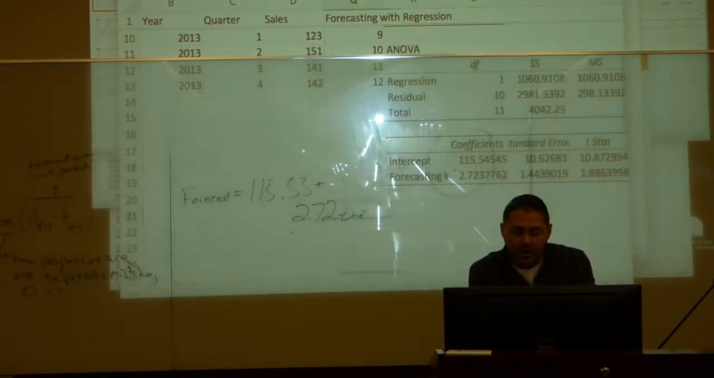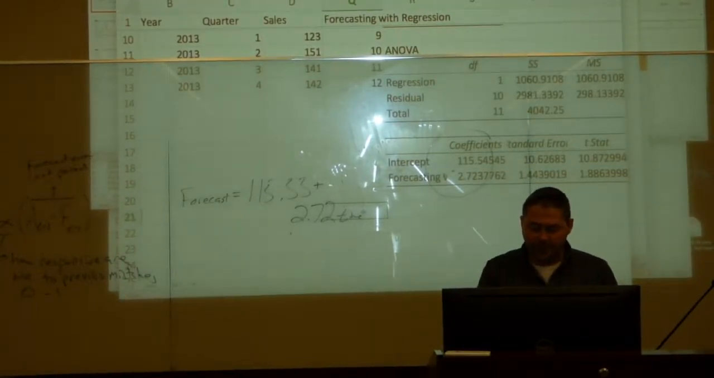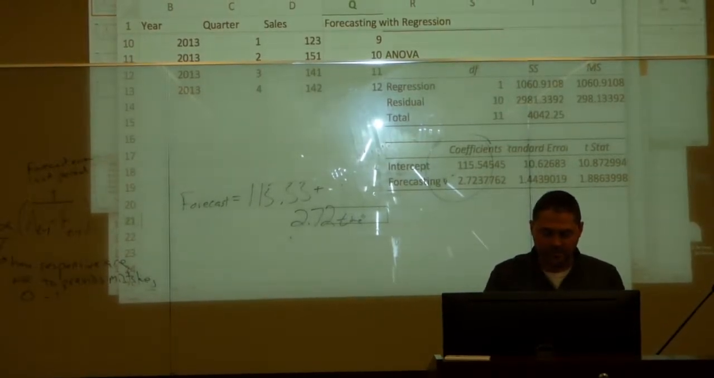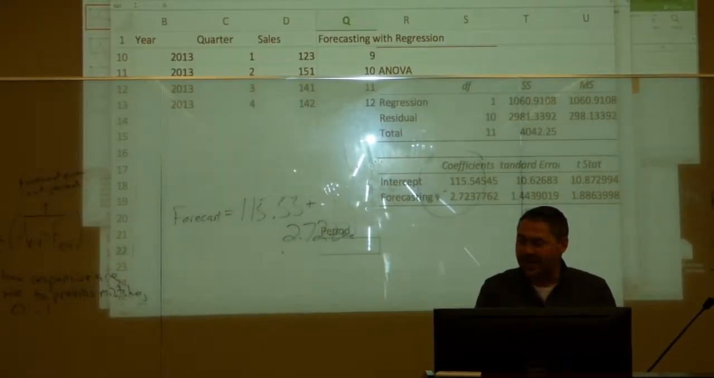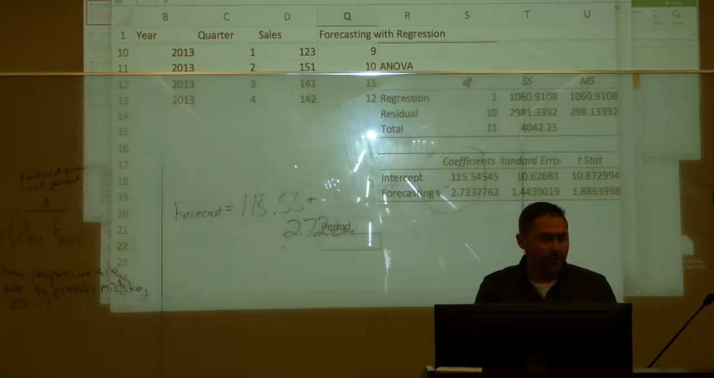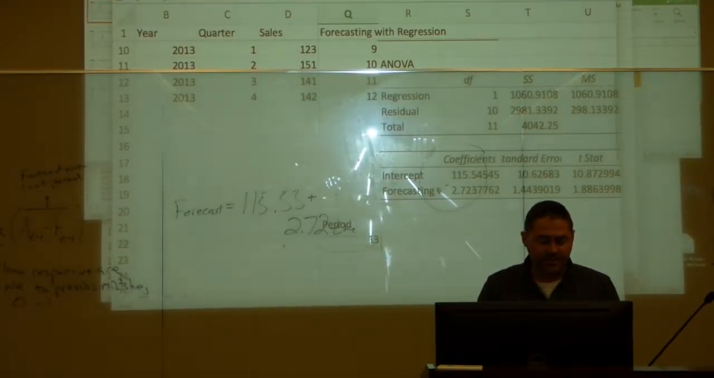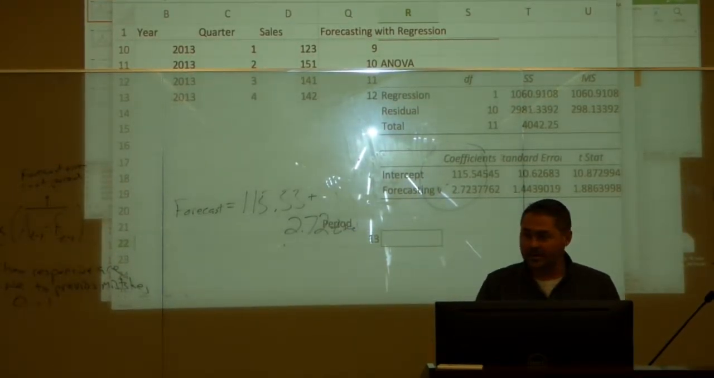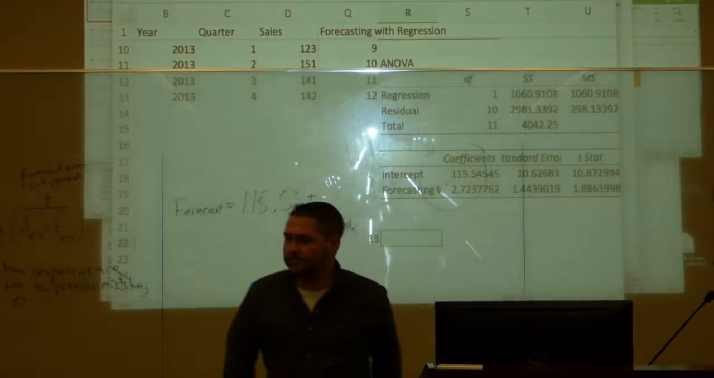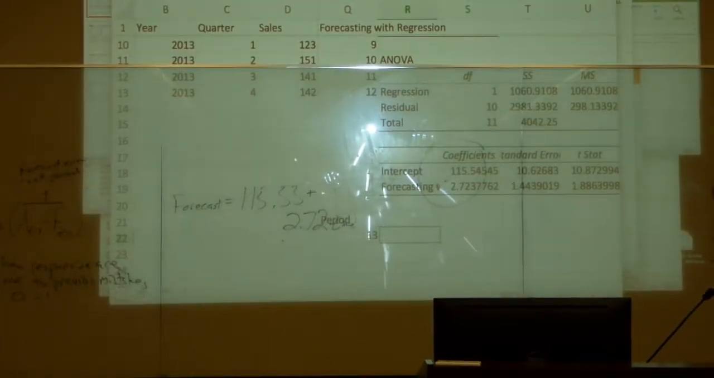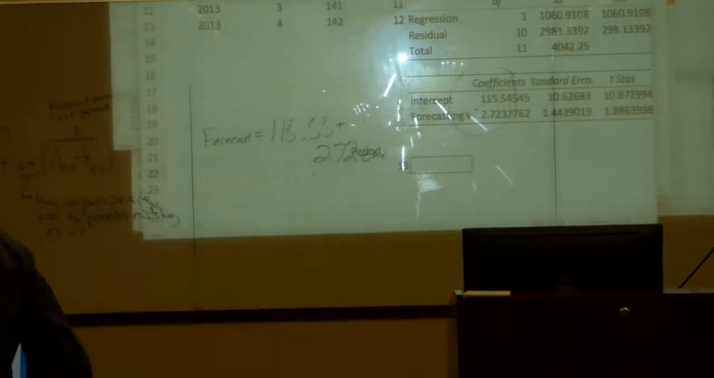Right. So what will be my forecast for the, I'm just going to put period. I can now put in any period I want. What is my forecast for the 13th period, that we've been doing? Hold on. Sure. Okay, D1 to D13, that's correct.